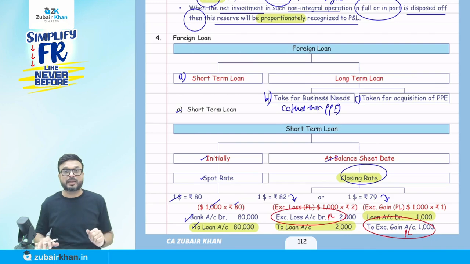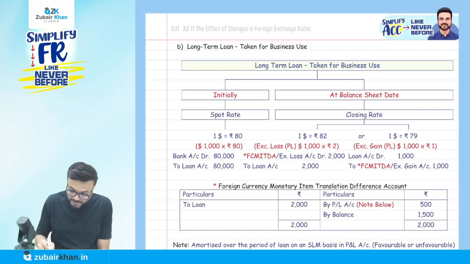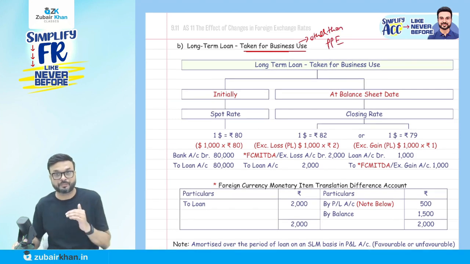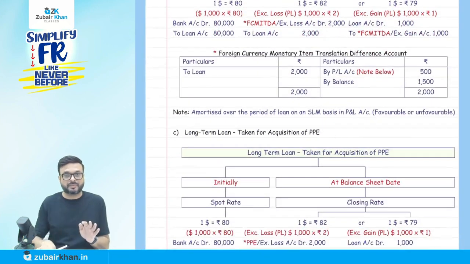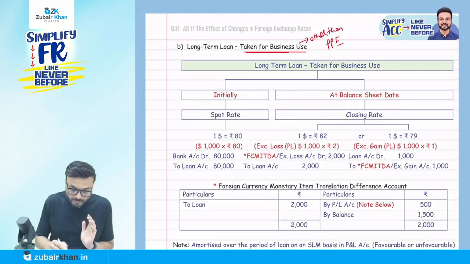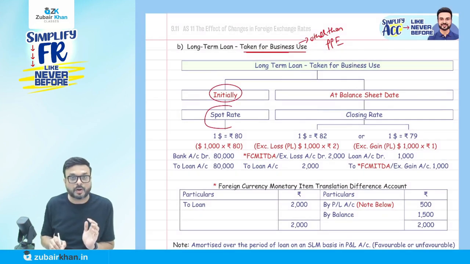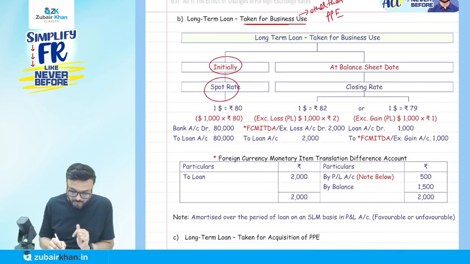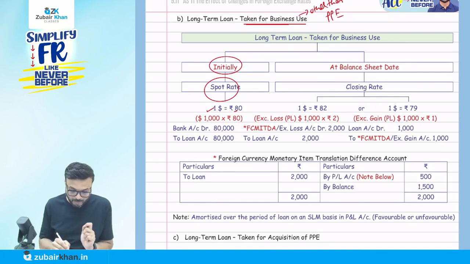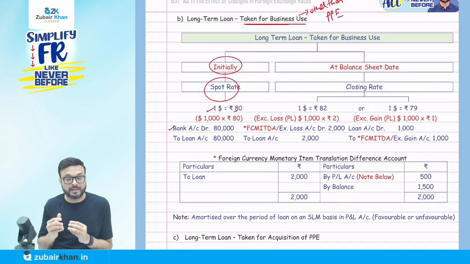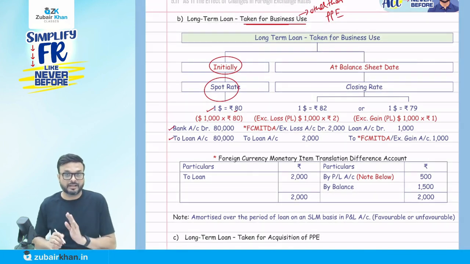Simple. Very simple. Now I'm coming to the point where I took a long-term loan other than for PPE, property, plant and equipment. Now understand this: initially, other than PPE has a different treatment. Point number C. Initially we are going to recognize at the spot rate. Let's take an example. Same: $1 is equal to rupees 80, and I took a loan of $1,000. So I'm going to pass $1,000 multiplied by 80, which becomes 80,000. Bank account will be debited by 80,000 and loan account will be credited by 80,000.